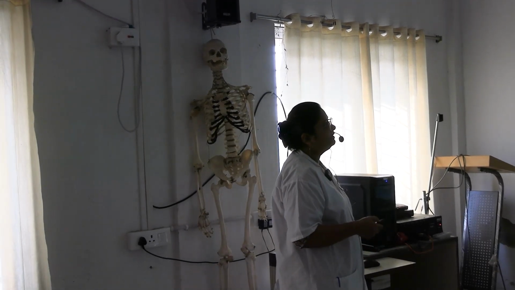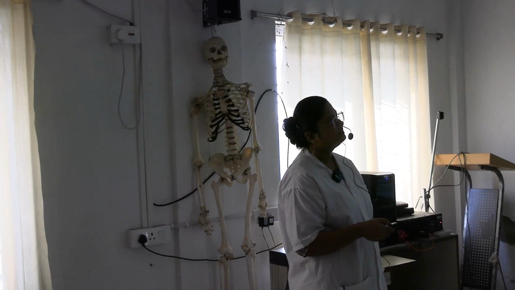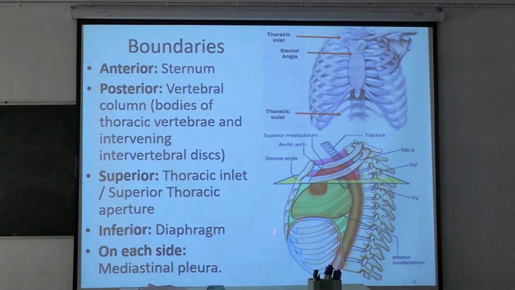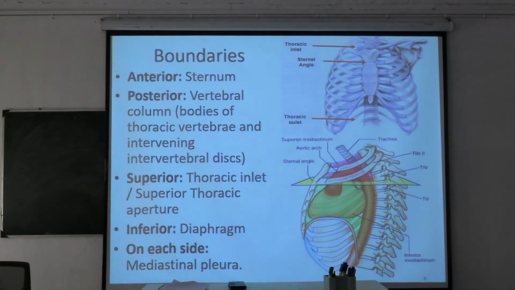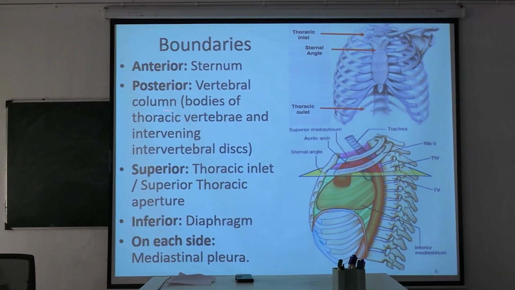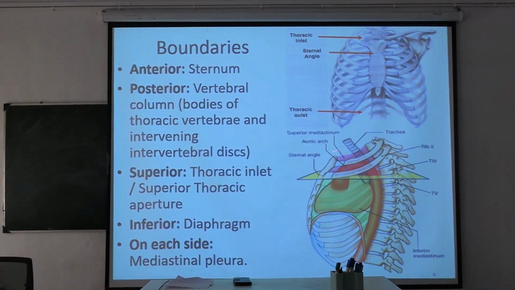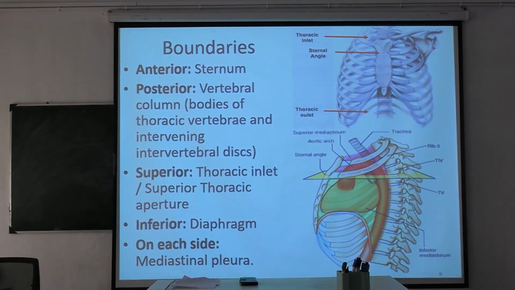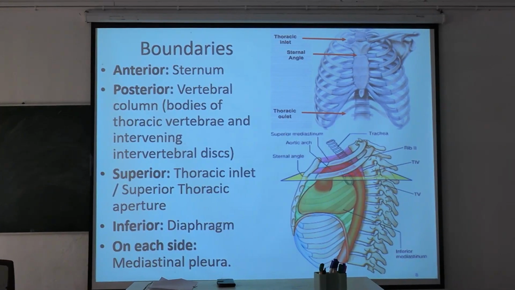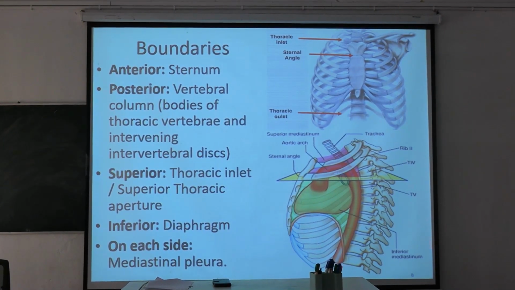So this is boundary of the mediastinum. Anterior boundary by sternum. See, this is rib cage. You can see the sternum. Here is the sternum forming anterior boundary. Posterior boundary is formed by the vertebral column, that is bodies of thoracic vertebra and intervening intervertebral discs. See, here are the thoracic vertebra, and in between the vertebral bodies there lies the intervertebral disc.